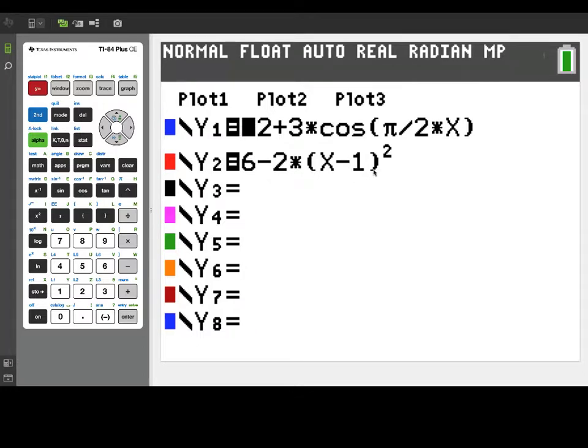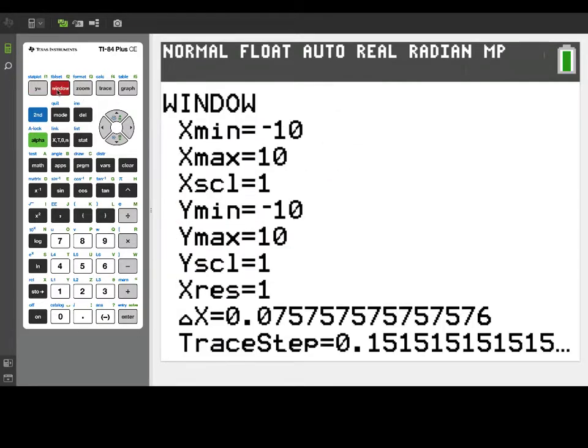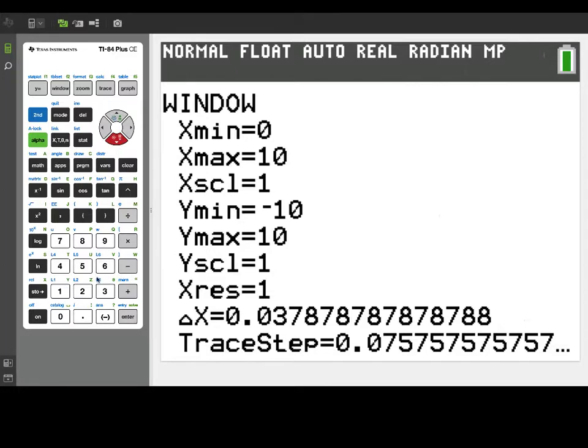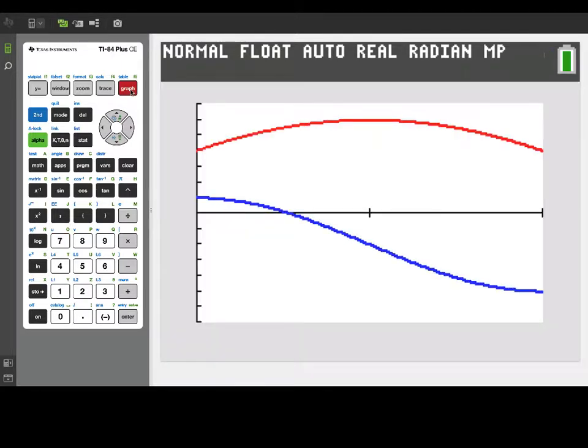x minus 1 squared. Now the region was also bounded between two vertical lines, and I'm going to use those as my x-min and x-max. One vertical line was the y-axis, so that's our x-min equals 0. And the other vertical line was x equal 2, so I've set that as my x-max. Now I'll just set the y-min and y-max to negative 7 to 7, so the region will fit on our screen nicely. Let's take a look at the graph, and there's our region.